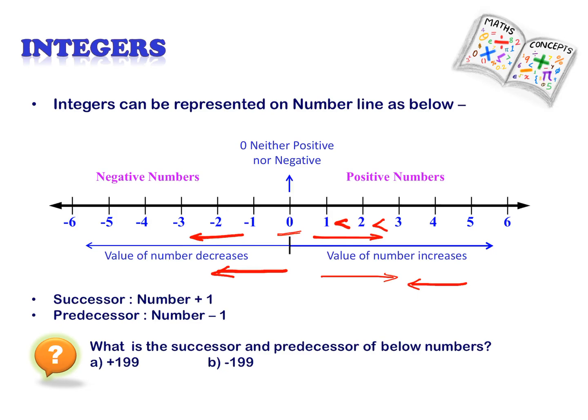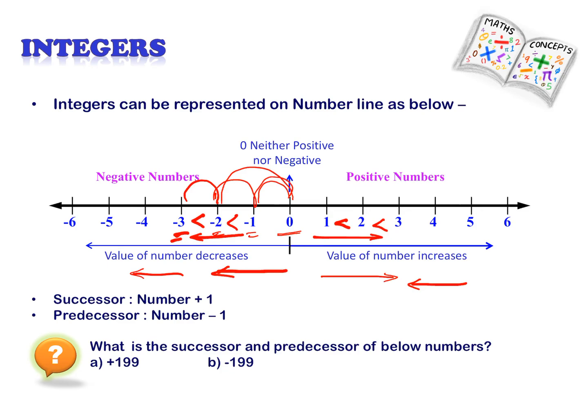We already discussed that negative numbers are numbers less than 0. So minus 1 is 1 unit less than 0. Minus 2 is 2 units less than 0. Minus 3 is 3 units less than 0. So minus 3 is lesser than minus 2. Minus 2 is lesser than minus 1, which means as we go towards the left, the value of the number decreases. Okay.